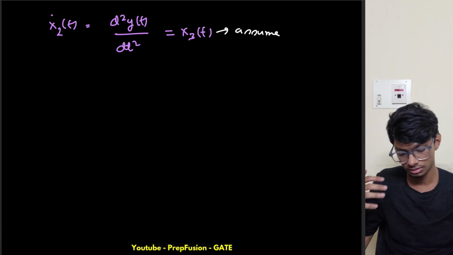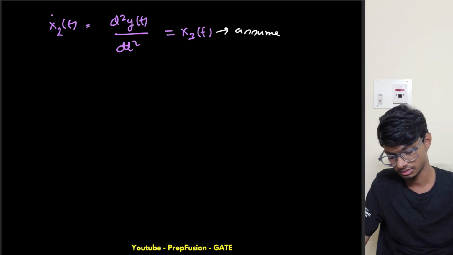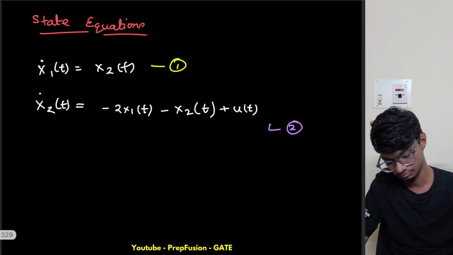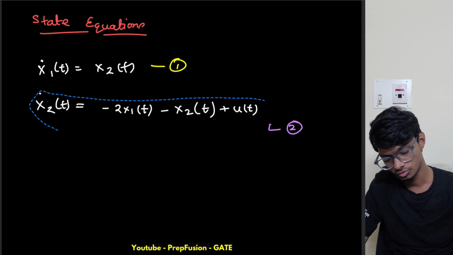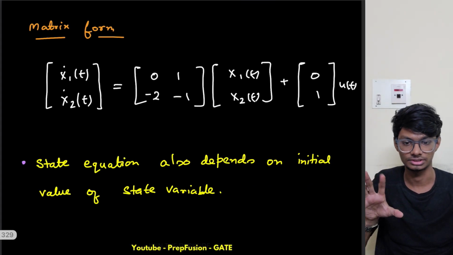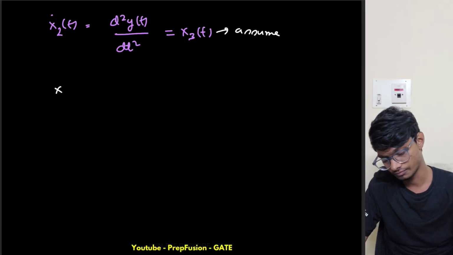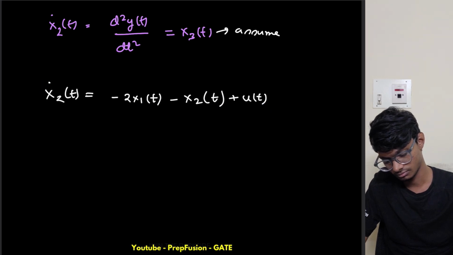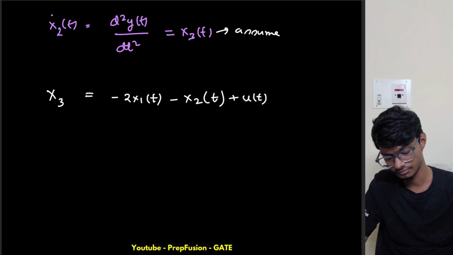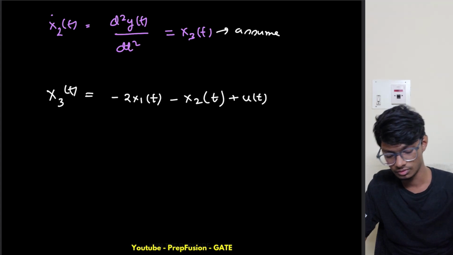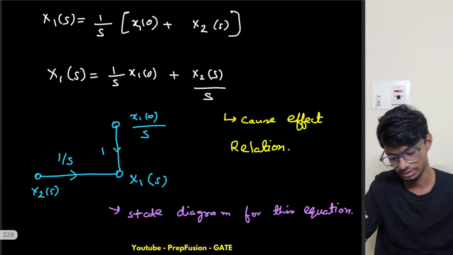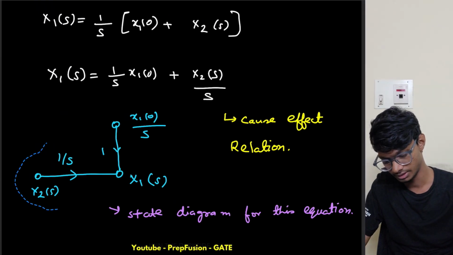Now what is our second state equation? It was something like this. Let me copy this. Yeah, this one. So instead of x2 dot, just for ease of understanding, I will write it as x3. So x3 of t equals all this. Again I will bring back my previous state diagram, this one. This one is the building block.